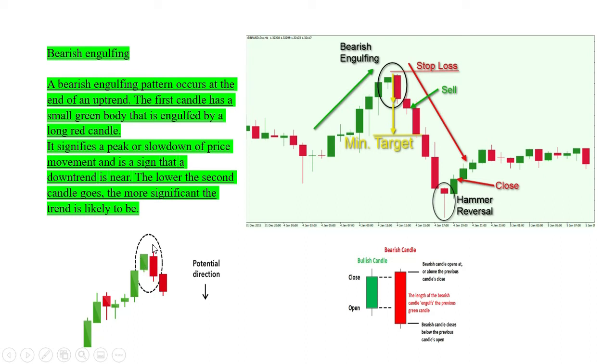So the small green candle gets eaten up by that long red candle, and it signifies that the peak is here, right? Or near. And once we see this, the confirmation would be after this next bearish candle opens up equal or lower to the close of that previous red candle, which is here, right? And the potential direction is down.